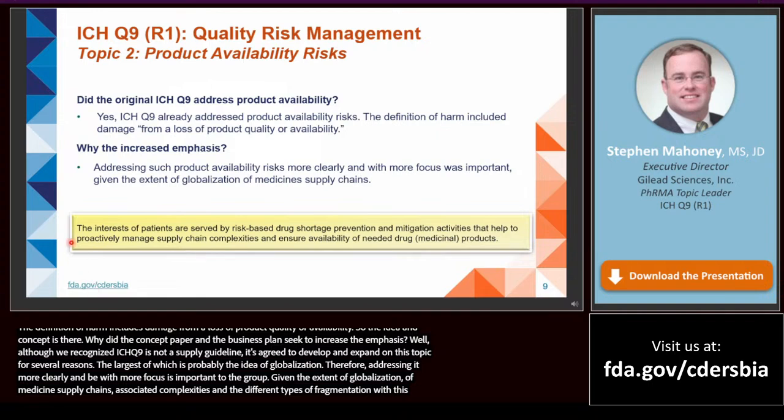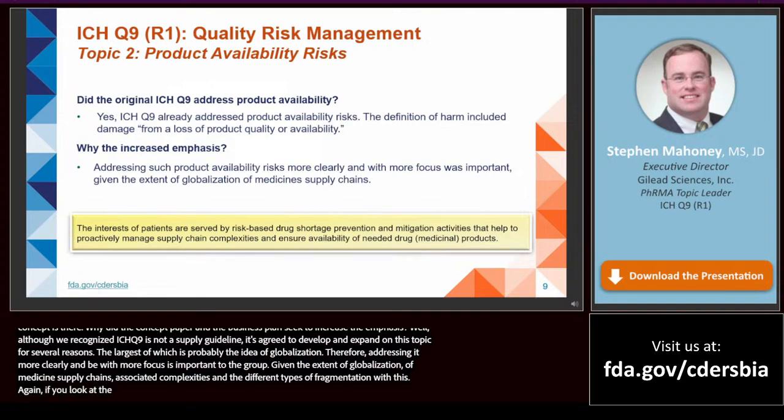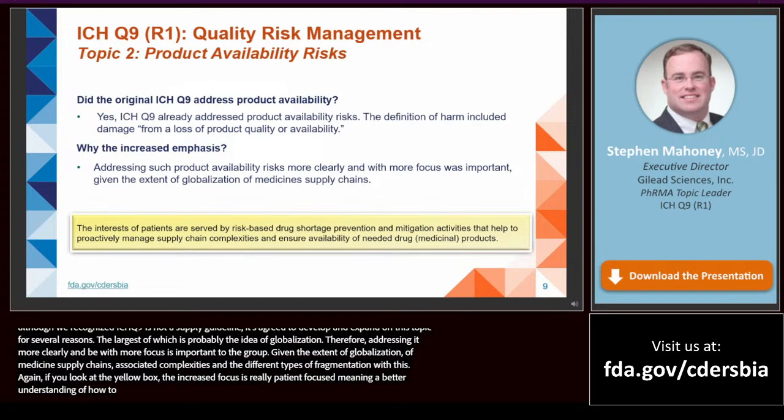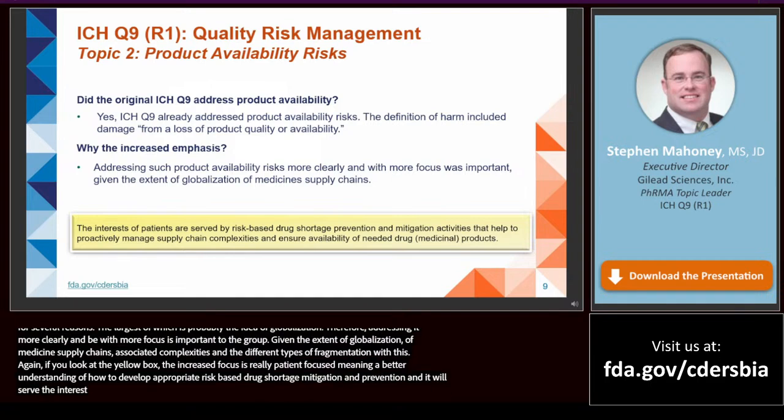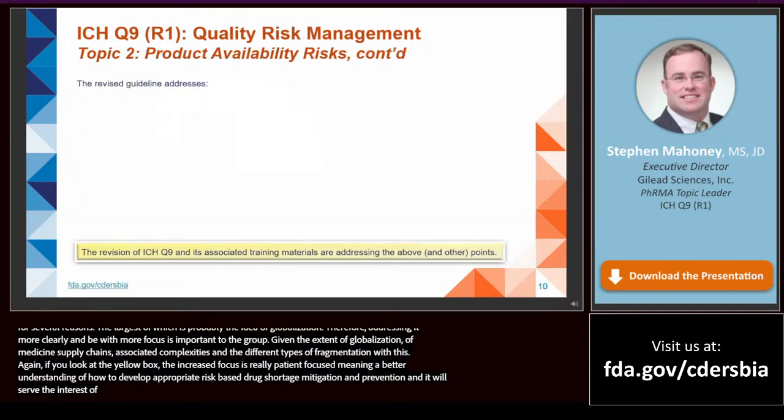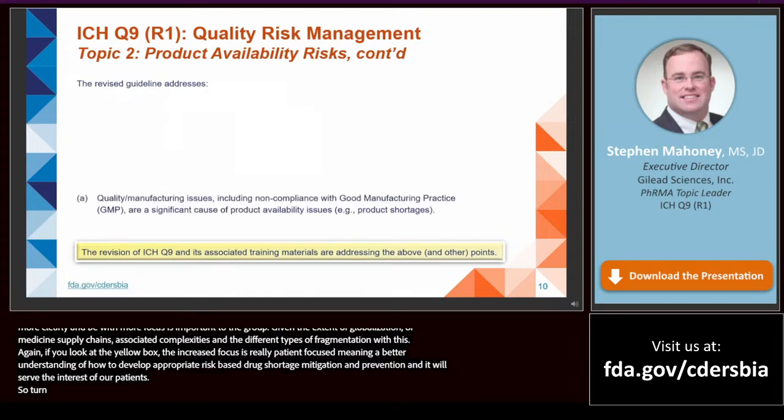Again, if you look in the yellow box, this increased focus on this topic is really patient-focused, meaning a better understanding of how to develop appropriate risk-based drug shortage mitigation and preventions will serve the interests of our patients. So turning to the guideline itself, the revised guideline addresses several things.